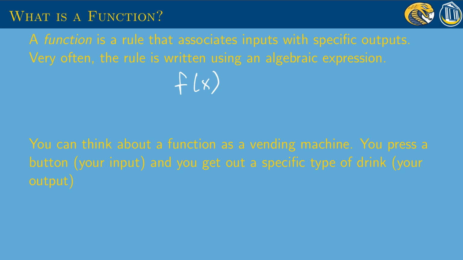We can think about a function sort of like a vending machine. When we input something by pressing a button, we get a specific type of drink, which is our output. Each input, each button, corresponds to a specific output, a specific drink.